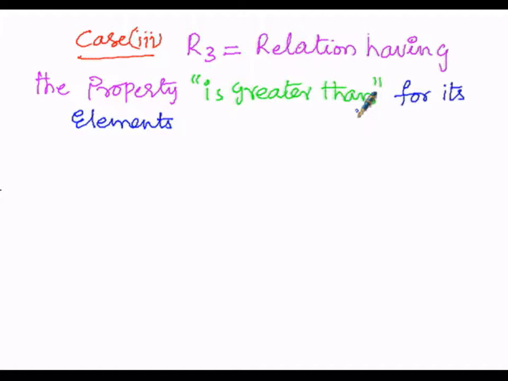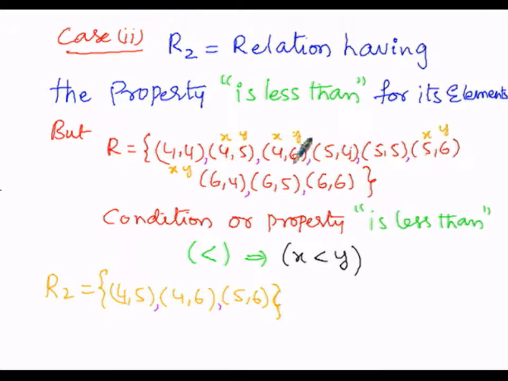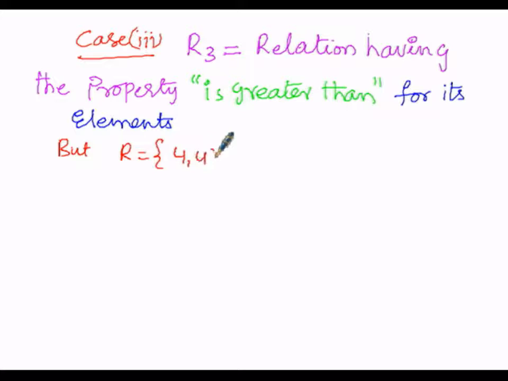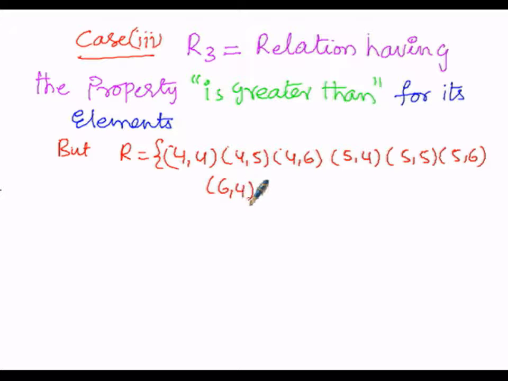Then now, the given relation R is given by 4, 4, 4, 5, 4, 6 and so on: 4, 4, 4, 5, 4, 6, 5, 4, 5, 5, 5, 6 and 6, 4, 6, 5 and 6, 6 are the 9 elements of this relation R. So to write in the roster form, we have to enclose them within brackets, separating these elements by commas.